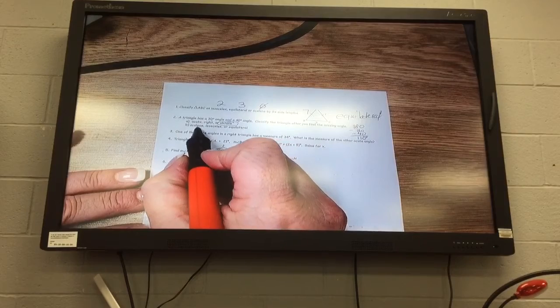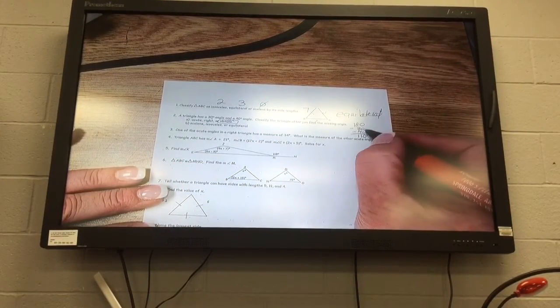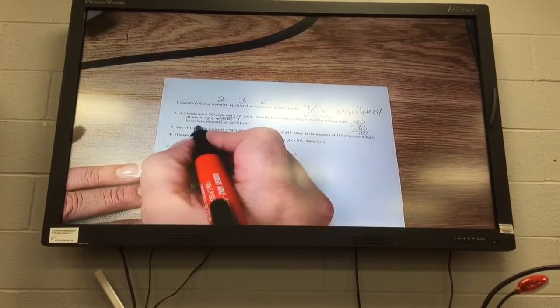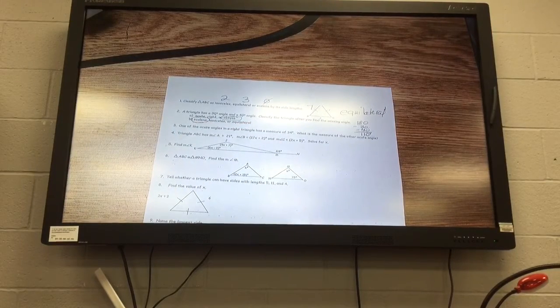And then they ask me if it's scalene, isosceles, or equilateral. When all 3 angles are different, so 30, 40, and 110, it means all 3 sides are different. So that means no sides are the same. That's a scalene. Questions on that?